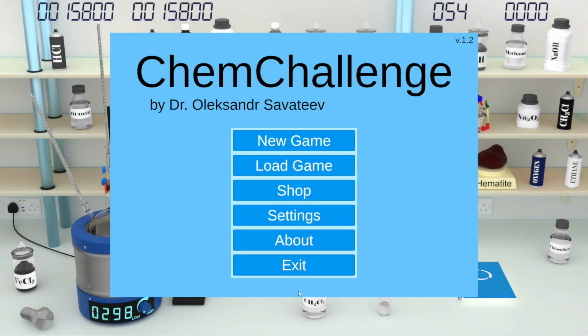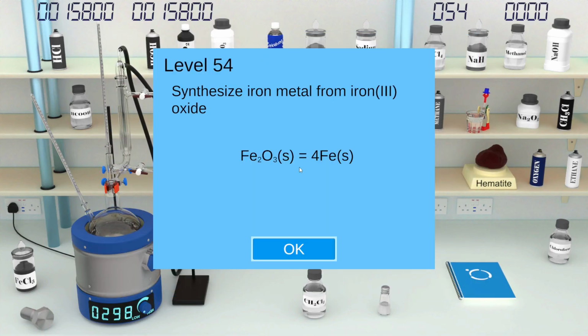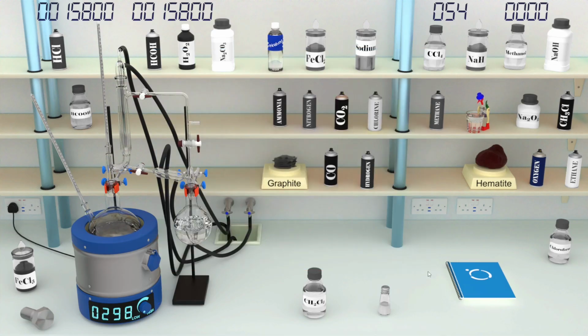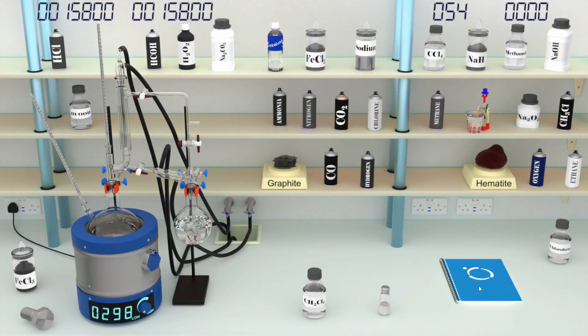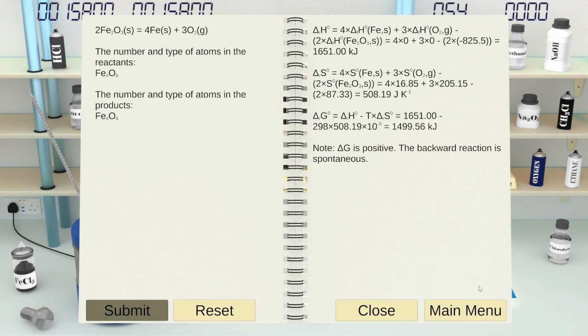In level 54 of ChemChallenge, the task is to obtain metallic iron from iron(III) oxide, or iron ore. Addition of 3 moles of oxygen as a product into the receiver flask, and balancing the reaction equation gives enthalpy change, delta H, plus 1651 kilojoules. This is an endothermic reaction. Heat is consumed. Entropy change, delta S, is plus 508 joules per Kelvin.